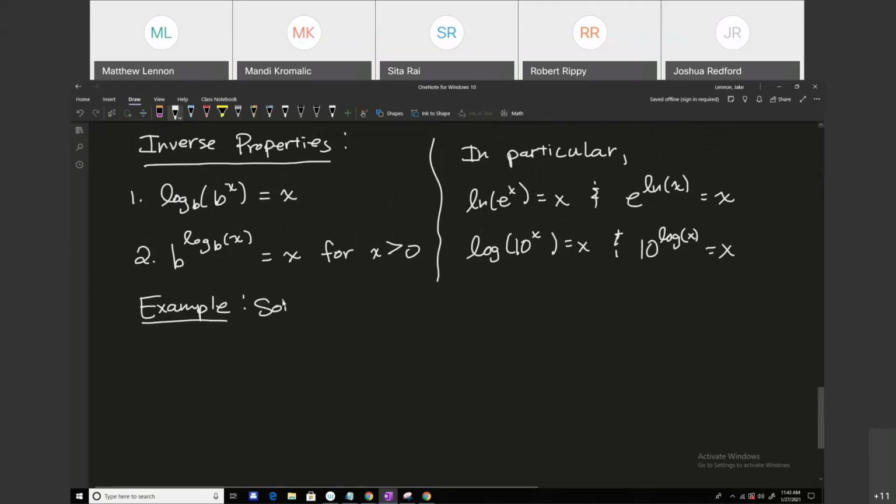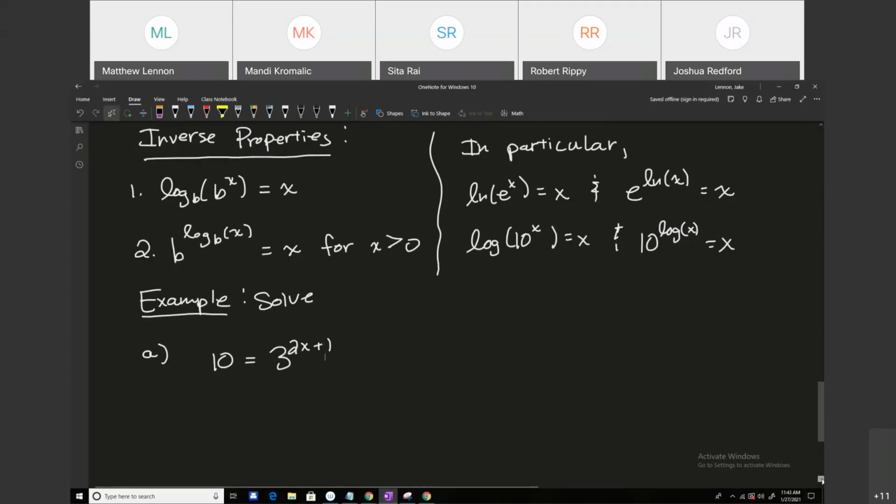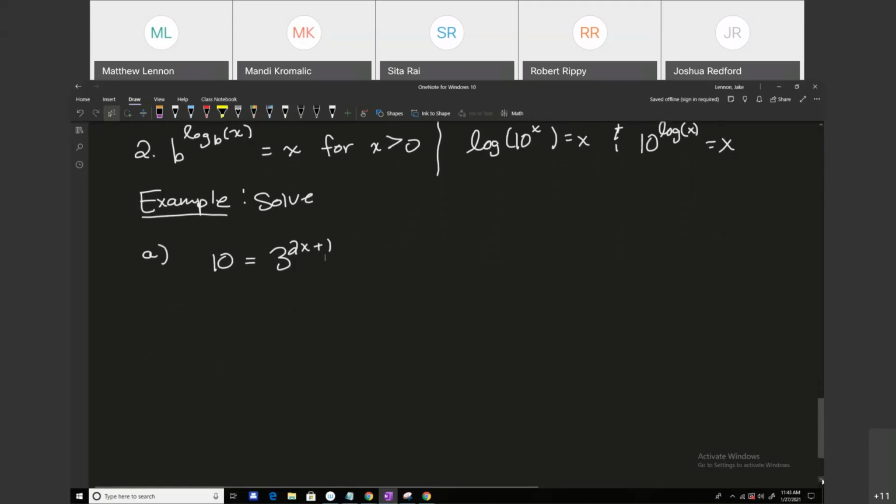So let's go ahead and solve. Let's say we have 10 equals 3 to the 2x plus 1. See, we have an exponent that's got an unknown in it. So we wouldn't normally have a way to deal with that in the past, but the logarithm allows us something to do. So let's just go ahead and take log of both sides.